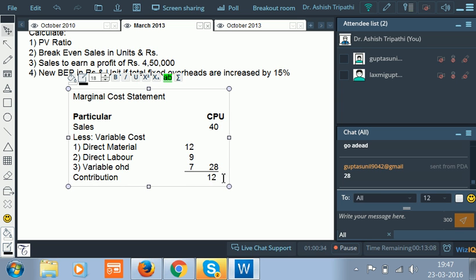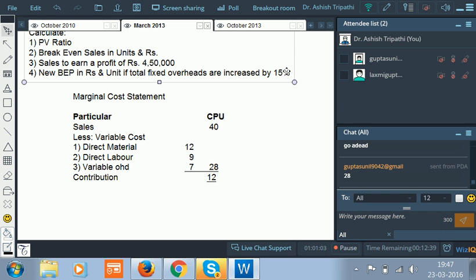You will get contribution. So your contribution will be 12. Why have we calculated this? Because the first part which we will have to calculate is PV ratio, and the formula for PV ratio is contribution upon sales into 100. So now here if you see, we have contribution, we have sales as well.